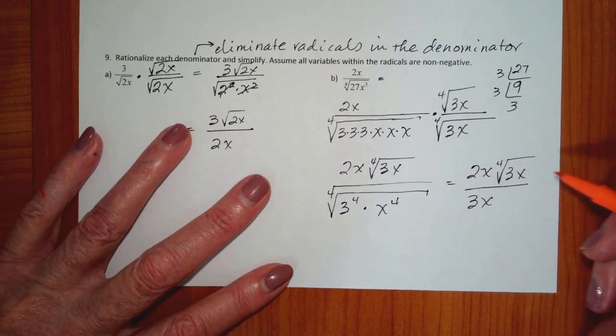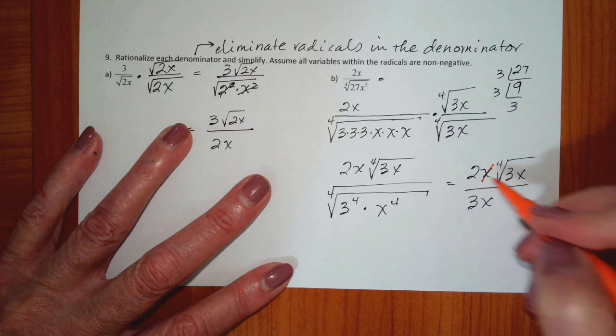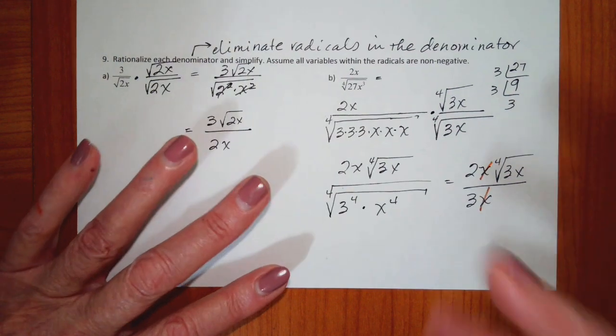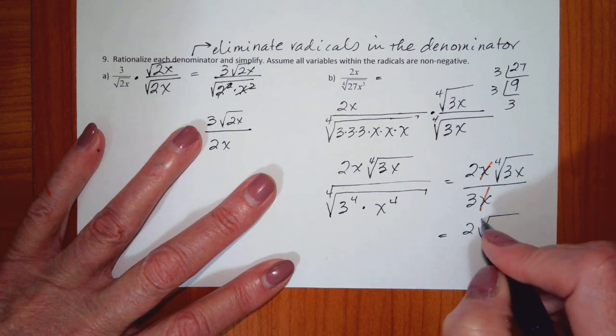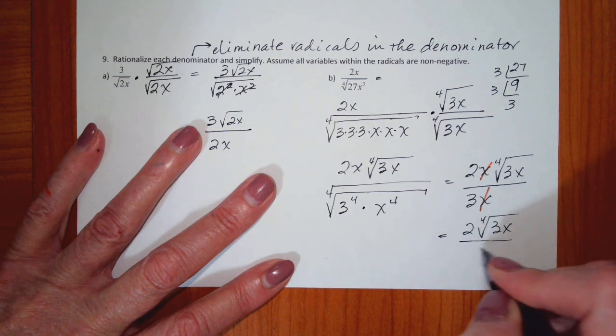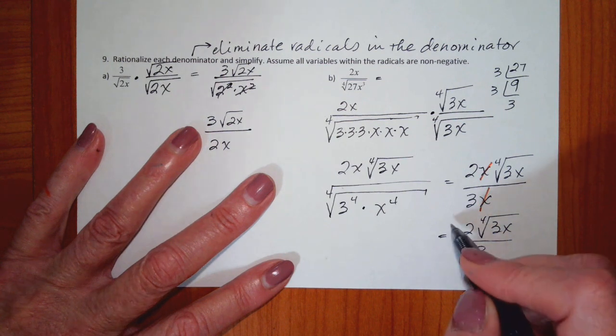Okay, well, the 2 and the 3 I can't do anything to, but anything divided by itself becomes 1. So this becomes 2 times the 4th root of 3x divided by 3.